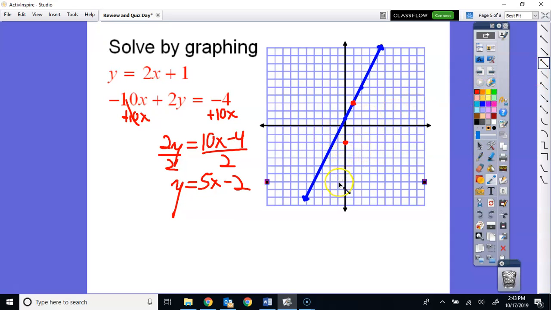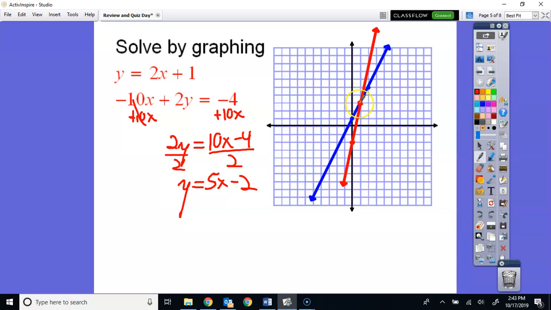All you need to do when it comes to a test or a quiz type situation is go ahead and come up here to this point, draw your line, connect your dots, and then tell me what the point is. The point here is the point (1, 3). And that is the solution to that system of equations.